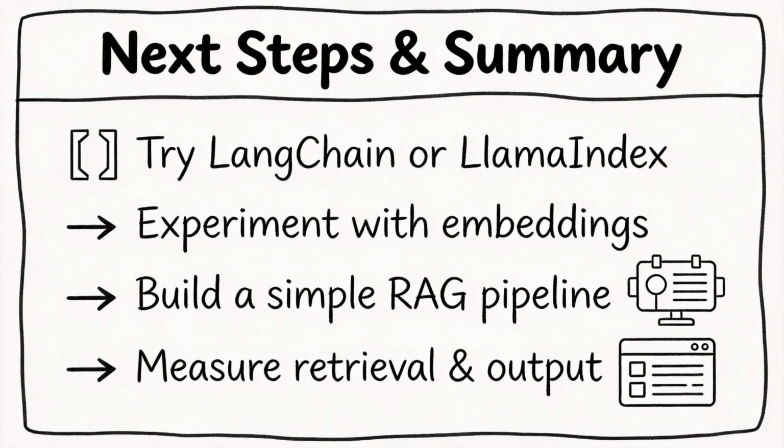To wrap up, here's how you can move forward. First, explore RAG frameworks like LangChain, LlamaIndex, or Haystack. They simplify implementation. Second, experiment with different embedding models from providers like OpenAI, Cohere, or sentence transformers to see what works best for your data. Third, build a basic RAG pipeline using your own documents. It's easier than you think. And finally, don't forget to evaluate. Track both retrieval relevance and answer quality using metrics tailored to your use case. Start simple, iterate, and let external knowledge empower your AI applications.